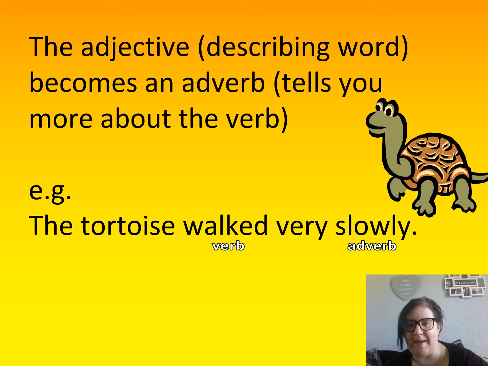Okay, so remember the lesson from yesterday where we were talking about adverbs. The adjective, the describing word, becomes an adverb and it tells you more about the verb. So here's an example. The tortoise walked. Now walked is a verb. And the tortoise walked very slowly. Slowly is an adverb. And you can see at the end of the word is our new spelling rule, ly. The tortoise walked very slowly.